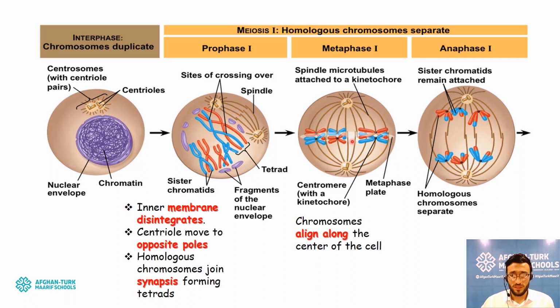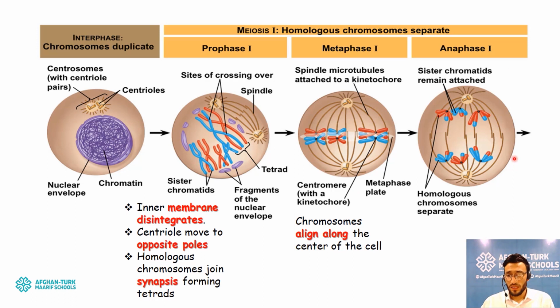In further steps, in metaphase, the spindle microtubules attach to kinetochores. These are kinetochores that are attached to these black dots. These black dots are called centromeres. That is the attachment point of the two sister chromatids inside a chromosome. Also in metaphase, you can see this plate that is called the metaphase plate. It means in metaphase the chromosomes are aligned along the center of the cell.